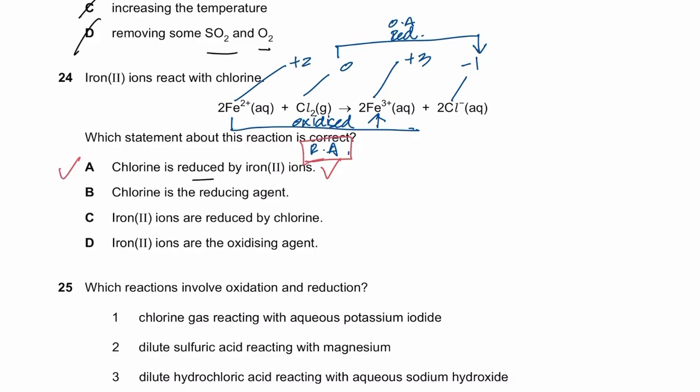So that's true. B says chlorine is the reducing agent. No, chlorine is being reduced, so it's the oxidizing agent. B is wrong. Iron 2 ions are reduced. No, iron 2 ions are oxidized. You're going from +2 to +3. There's an increase in oxidation state, therefore it's oxidation, right? Iron 2 ions are the oxidizing agent. No, they are reducing agent because they are getting oxidized themselves and they're reducing this chlorine. So A is the right option.